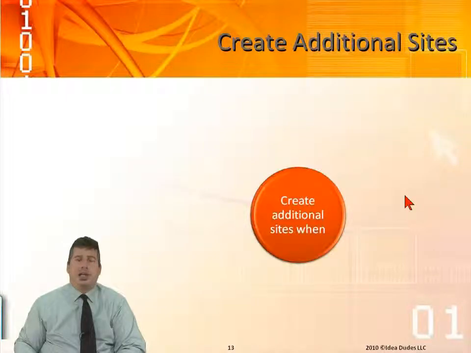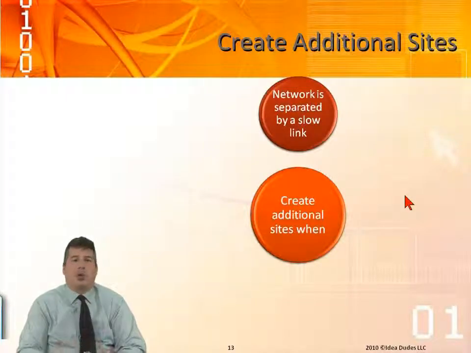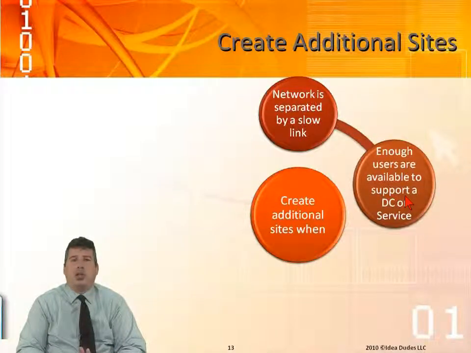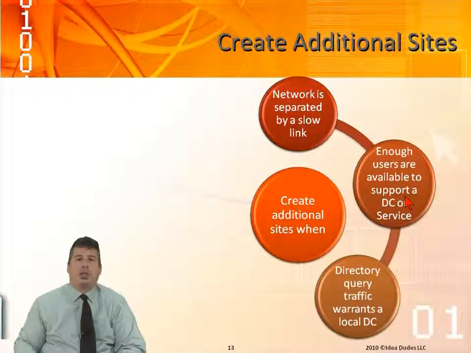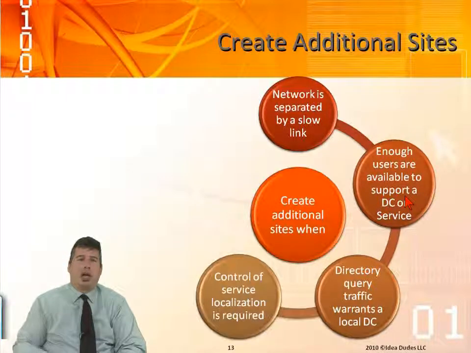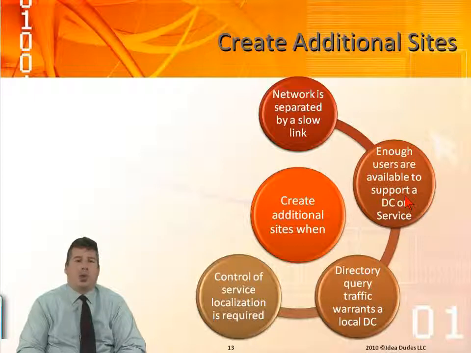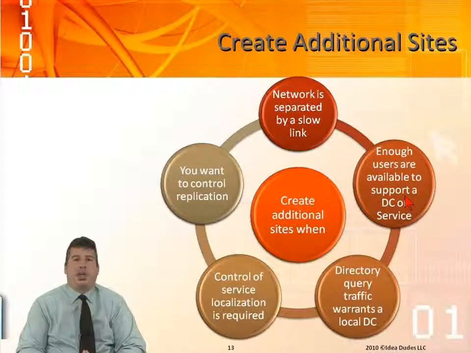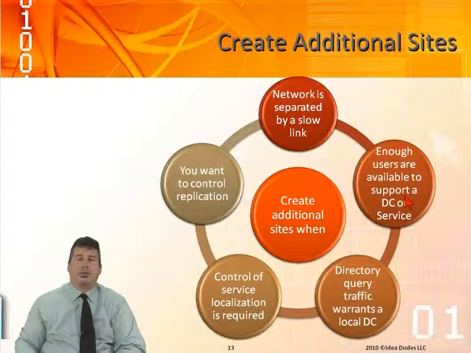Create additional sites when you need to: when the network is separated by a slow link; to ensure users are available to support a DC or a service; when directory query traffic warrants a local DC, like for the global catalog, because it's going to query the global catalog; and when control of service localization is required, such as for your DCs or DFS. You want to control replication. That's why we create sites. It's not a matter of just putting them out there because of a subnet. It's because we want to control certain things.